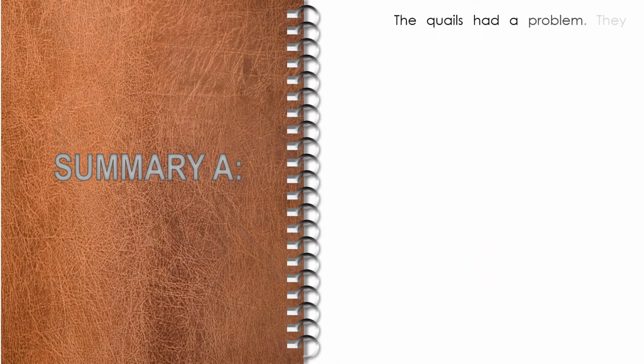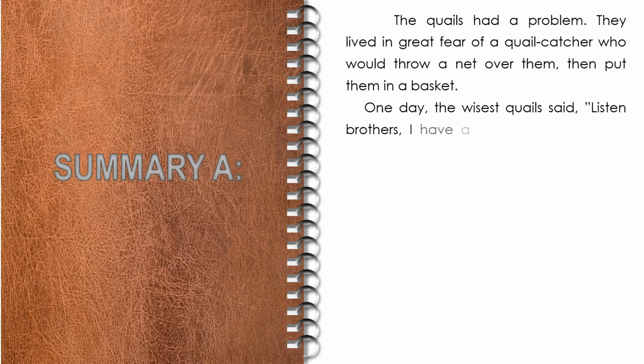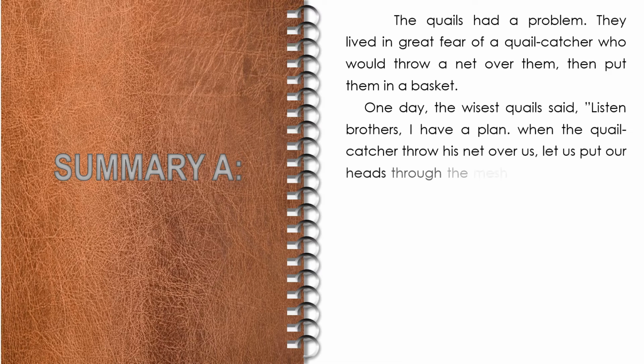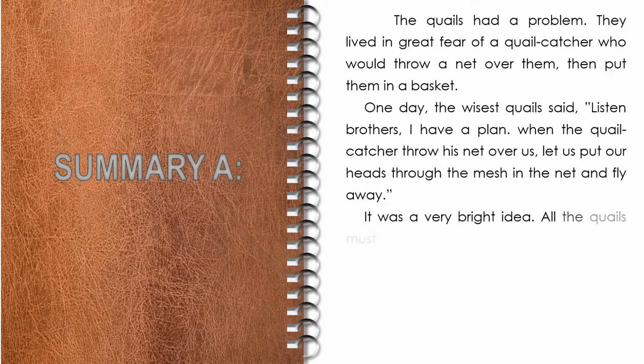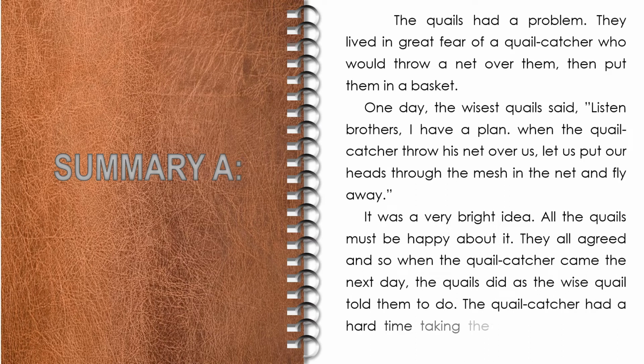Summary A. The quails had a problem. They lived in great fear of a quail catcher who would throw a net over them, then put them in a basket. One day, the wisest quail said, "Listen, brothers, I have a plan. When the quail catcher throws his net over us, let us put our heads through the mesh in the net and fly away." It was a very bright idea. All the quails must be happy about it. They all agreed, and so, when the quail catcher came the next day, the quails did as the wise quail told them to do. The quail catcher had a hard time taking the net from the thorn bush.